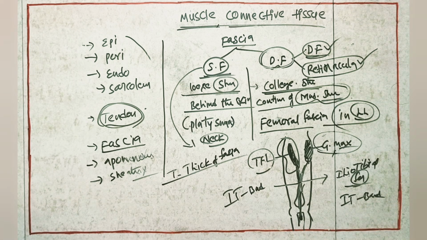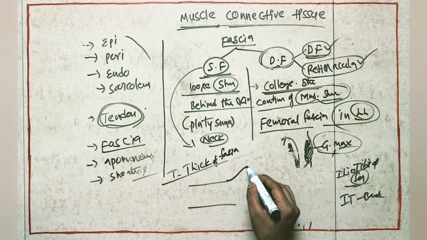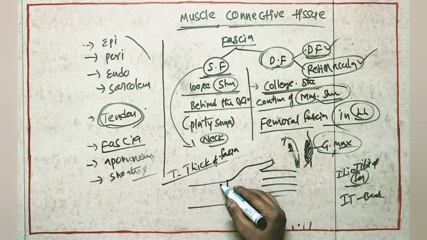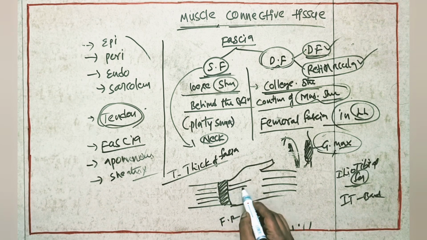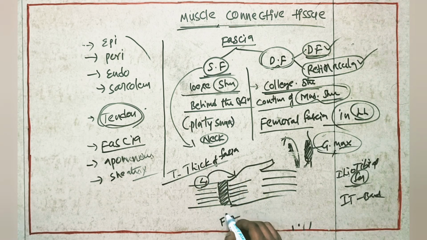Now retinacula is nothing but the transverse thickening of the fascia. If we take one example for retinacula, suppose here is our wrist joint, here we will be having our thumb and these are our fingers. Here we will be having flexor retinaculum. Behind this flexor retinaculum, what will pass? Muscles of the forearm will pass to the hand behind this flexor retinaculum.